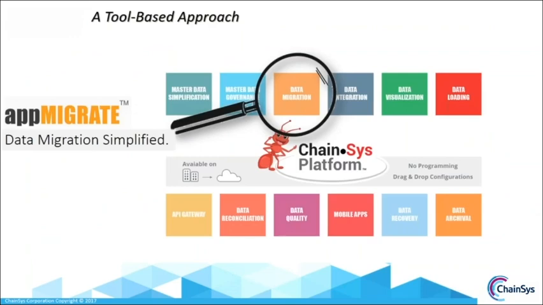So we want to take a look at the ChainSyst platform. The ChainSyst platform is an integrated end-to-end data management solution. And you can pick and choose components that you want to use. So this is a tool-based approach to deal with the challenges of data migration. And what we're going to do is take a look at the App Migrate solution, which simplifies data migration.